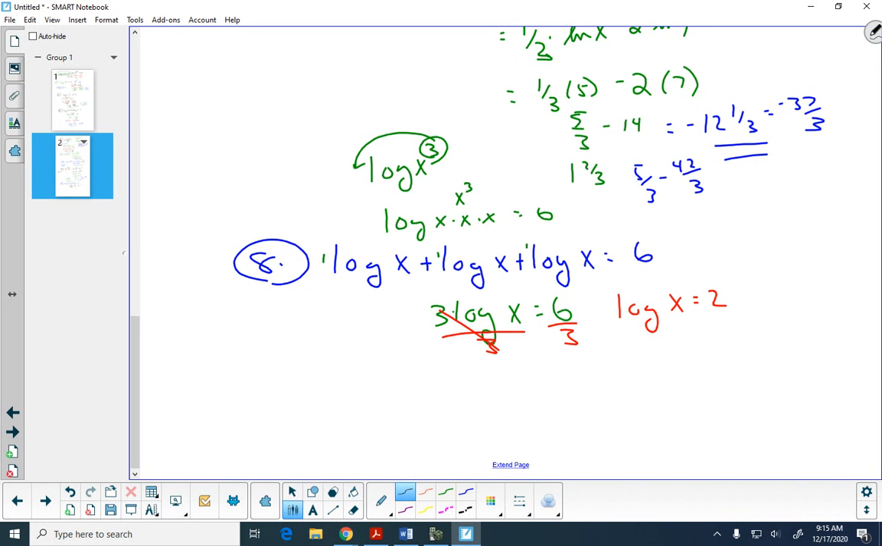And then we can write this into an exponential form. Well, we take a look at the exponential form. I have a base, I have an exponent, I have a value, but I have no number there. Well, if we have no number there, what is it understood to be? Angelique, what's it understood to be? Log base 10. So now I have a base, I have an exponent. So I have 10 to the 2nd power is equal to my value of x, which is the value of 100.